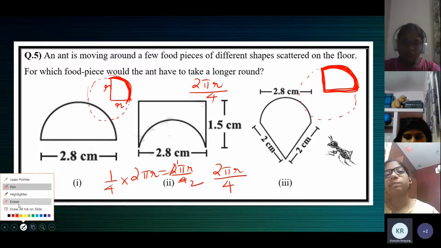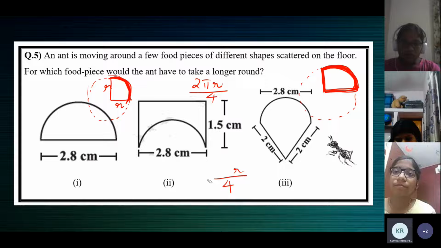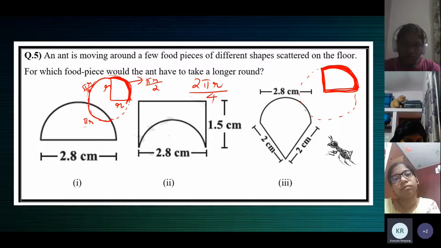So see here, I'll tell you something. Pi r by 2. So this one is pi r by 2, the length. See, there's another quarter here. This is pi r by 2. There's one quarter here also. This length is pi r by 2. And there's a quarter here. Okay, this is also pi r by 2.